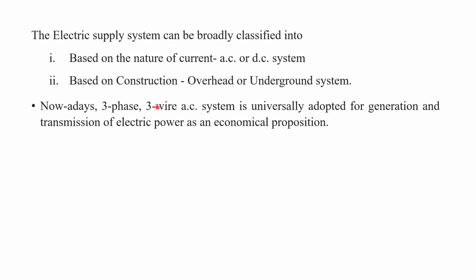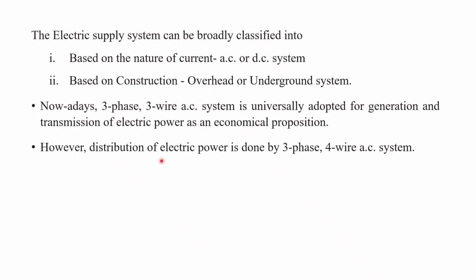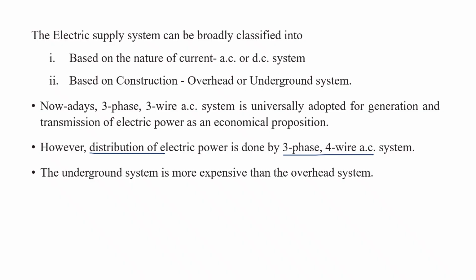Then, as I have already told you, the three-phase, three-wire AC system is generally adopted for generation and transmission of electric power as it is economical. We use only three-phase, three-wire for generation and transmission, and we use three-phase, four-wire for distribution of electric power. This I have already told you. Why? That also I have explained.